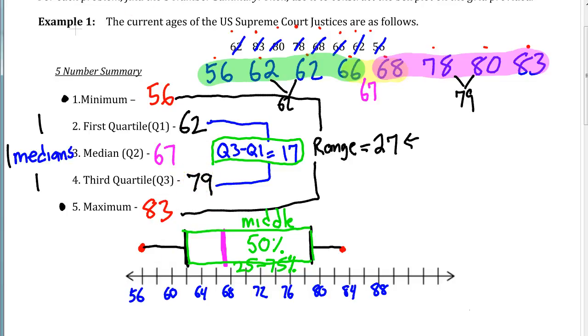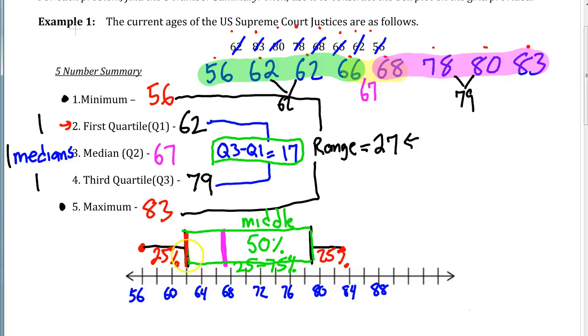Then over here, this is going to be 25%, and up here is going to be 25%. And one of your Khan Academies will ask you questions about this. Meaning, if they say, what percent of United States Supreme Court justices have age that's below Q1, below 62 years old, you could say 25% because here's 62, it's the first quartile, so below it would be 25%. So just being able to read it.